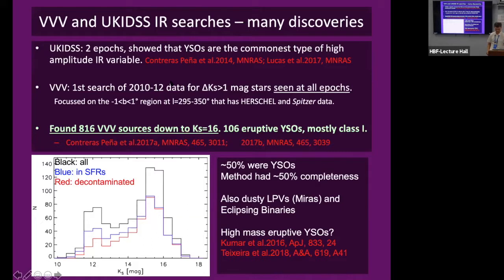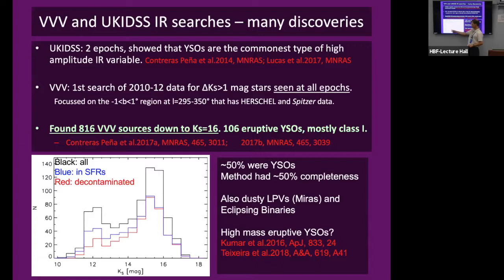Basically, he looked at about 120 square degrees of the disk in the mid-planes, which is the area where there's GLIMPSE data and Herschel data. And he made a catalog of 816 high amplitude variable stars that varied by more than a magnitude. And the nice thing about this is the luminosity function of all of these. About half of them are YSOs. So this is everything in black, everything in star formation regions in blue.